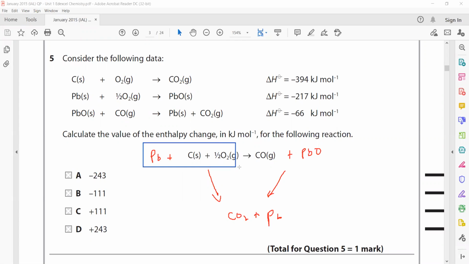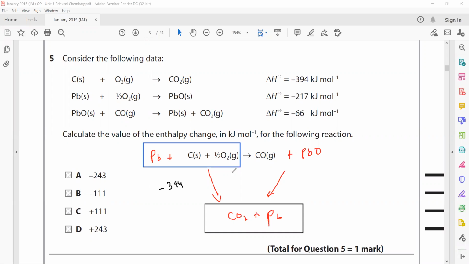So this is the start of the cycle where two arrows are pointing out, and where the two arrows are pointing in, that is the end of the cycle. So here, what happened? Carbon can react with oxygen to form carbon dioxide. The first one, carbon reacts with oxygen to give carbon dioxide. This enthalpy change is given as minus 394.